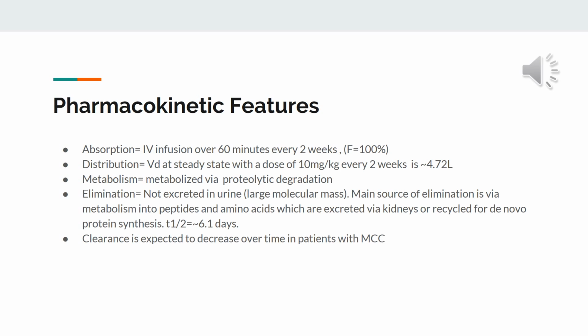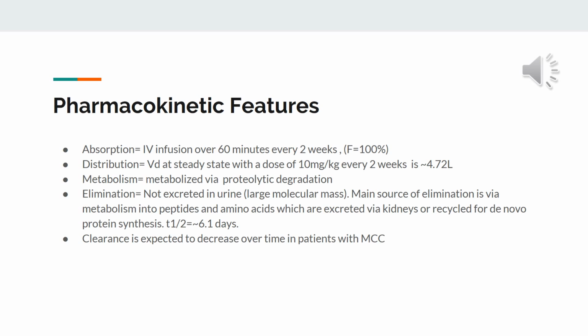The pharmacokinetic features in patients who receive doses ranging from 1 to 20 milligrams per kilogram every 2 weeks: the absorption is complete because it's an IV. The bioavailability is 100%. The distribution at steady state with a dose of 10 milligrams per kilogram every 2 weeks is 4.72 liters. The metabolism is by proteolytic degradation, and it's not excreted in the urine due to the large molecular mass.